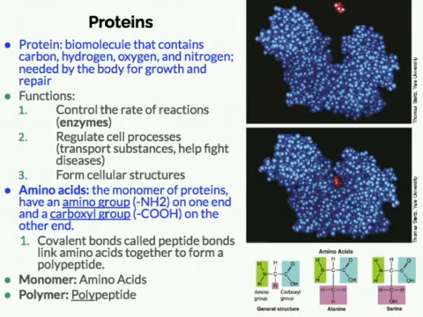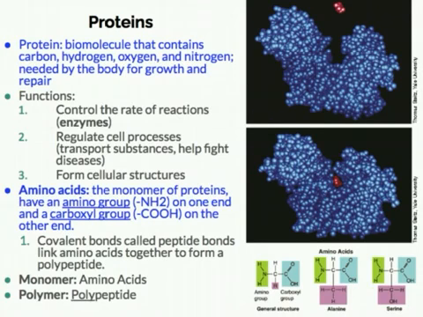Next up, we have proteins. Proteins are biomolecules that contain carbon, hydrogen, oxygen, and nitrogen, and they're needed by the body for growth and repair. A couple functions is proteins control the rate of reactions or form enzymes. So we're going to talk about enzymes more so later in the unit, but remember, enzymes are proteins and enzymes control the rate of reactions. Number 2, they can regulate cellular processes, transport substances, help fight diseases, and number 3, they can also form cellular structures.